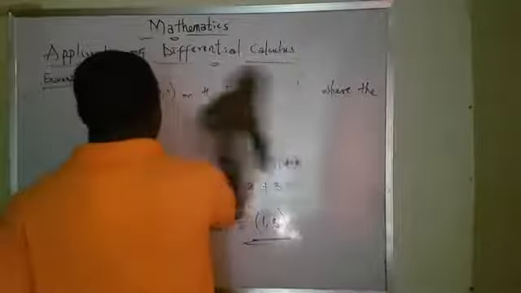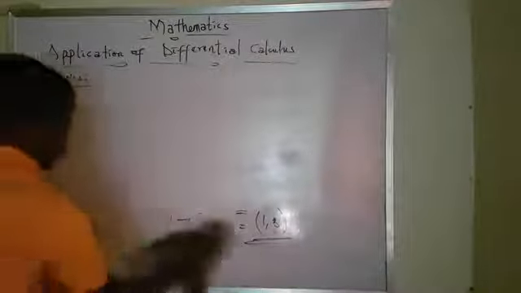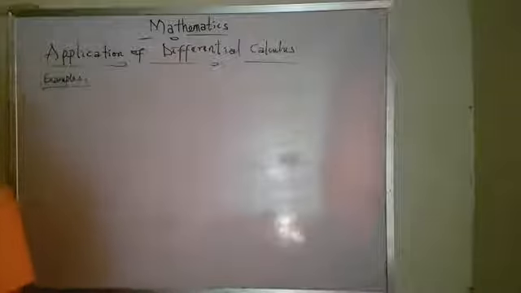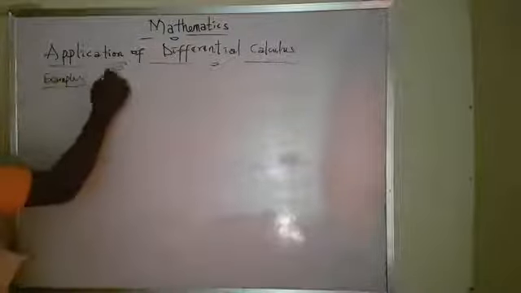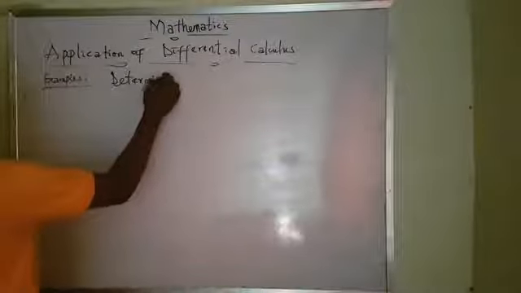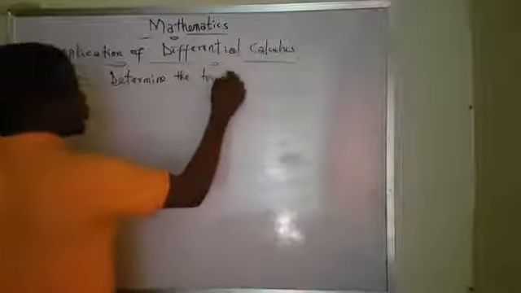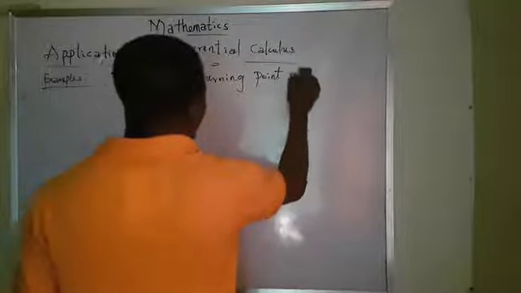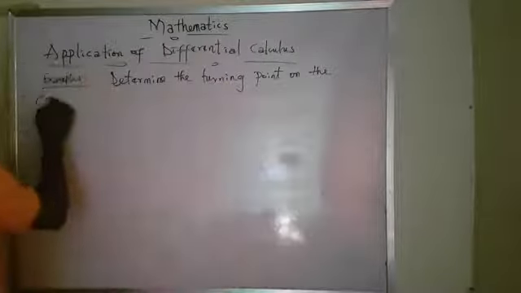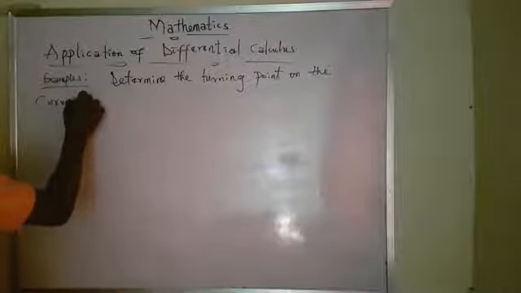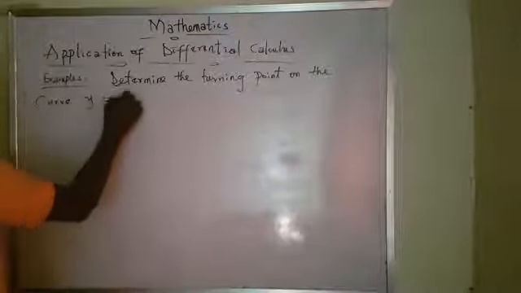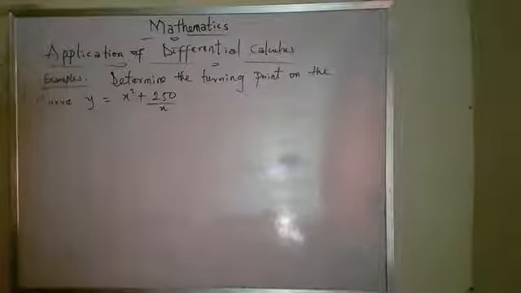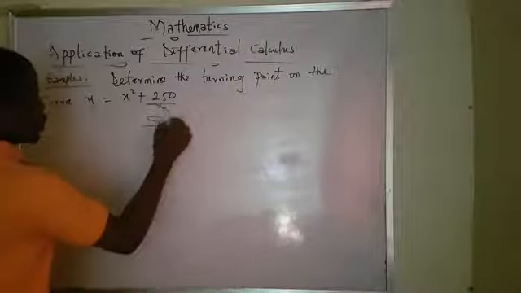Example 2. Example 2 states, it says determine the turning point. So we are determining the turning point on the curve y equal to x squared plus 250 upon x. Yes, this is the next question. How do we go? Let's solve.